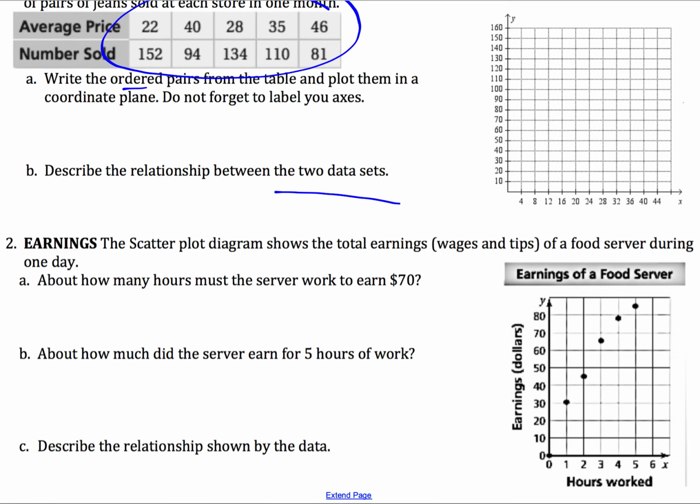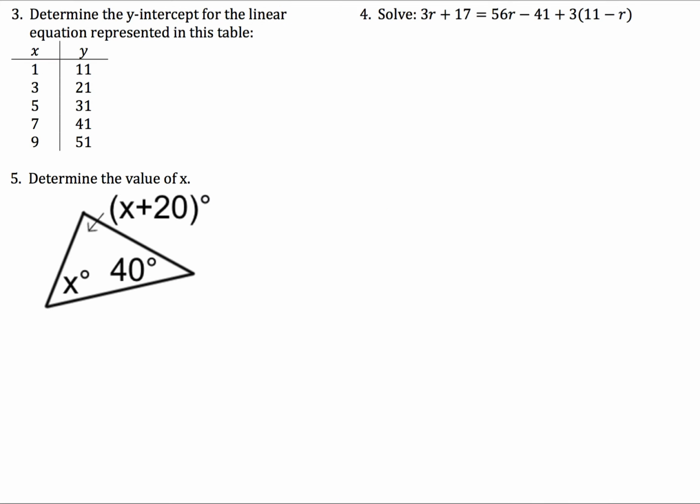Number 2, it's already given you a graph, and it's having you estimate. So you'll want to draw a line there, and then you estimate for 70, which there are no dots for, but you can estimate it based on where it should be if there were. How much did the server earn for 5 hours of work? That one, there's actually a dot there you can use. Describe the relationship shown by the data: positive, negative, what kind of relationship.